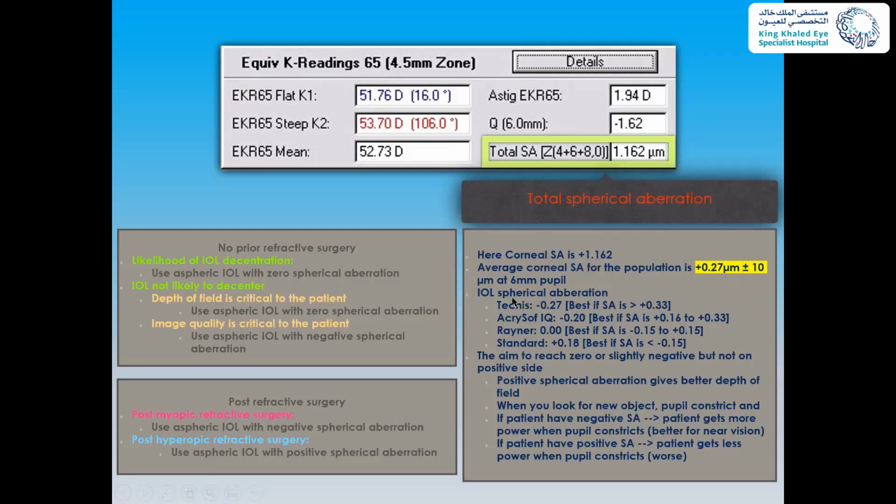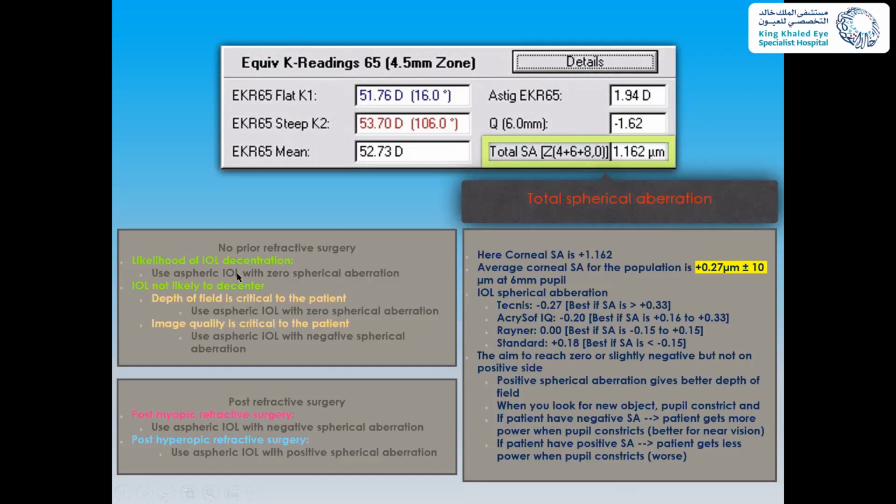So IOL selection can be done based on the spherical aberration you have got. You can use a lens with negative spherical aberration if you have spherical aberration of plus 0.33, because this is the lens which has the maximum minus 0.27. Or you can decide not to use any, or you can use a neutral aspheric lens if the patient's spherical aberration is towards 0 or less. So if the patient does not have any prior refractive surgery and there is a risk of IOL decentration, always use a zero spherical aberration lens.